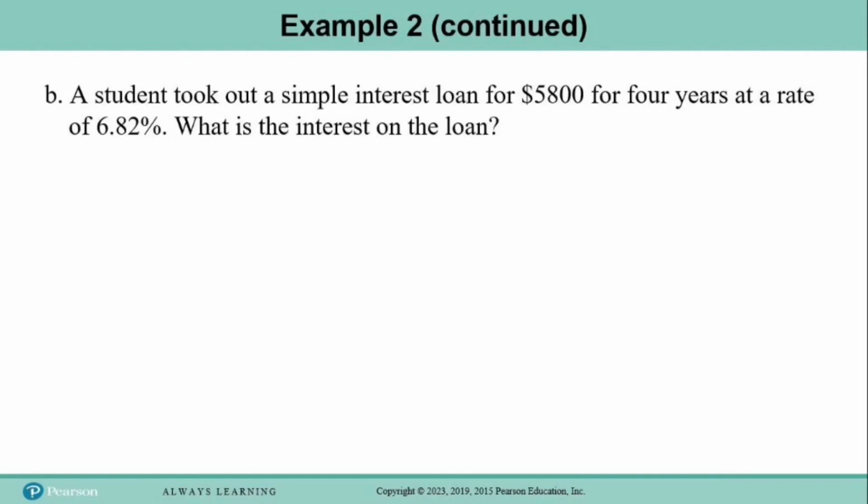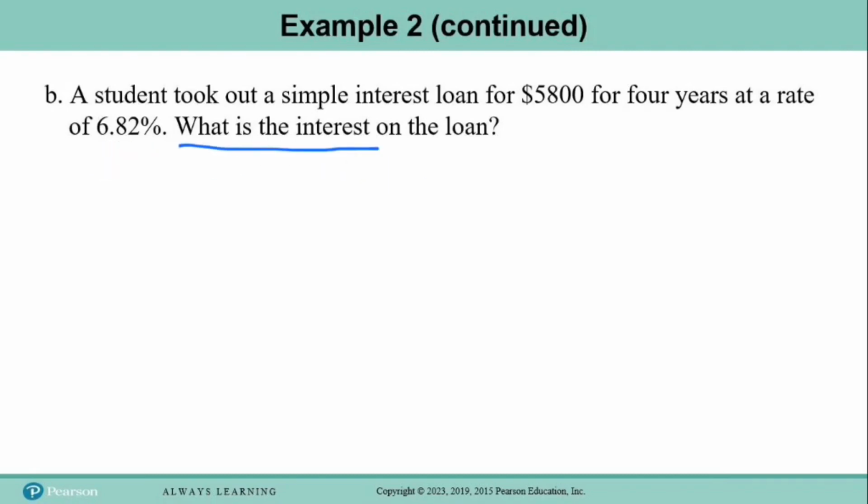And now let's try part B together. So you could try this one on your own if you would like to pause the video and do it by yourself. And now let's do it together. A student took out a simple interest loan for $5,800 for 4 years at a rate of 6.82%. What is the interest on the loan?